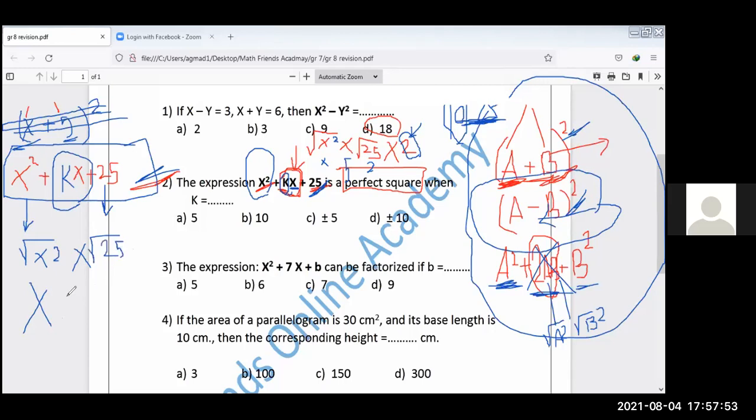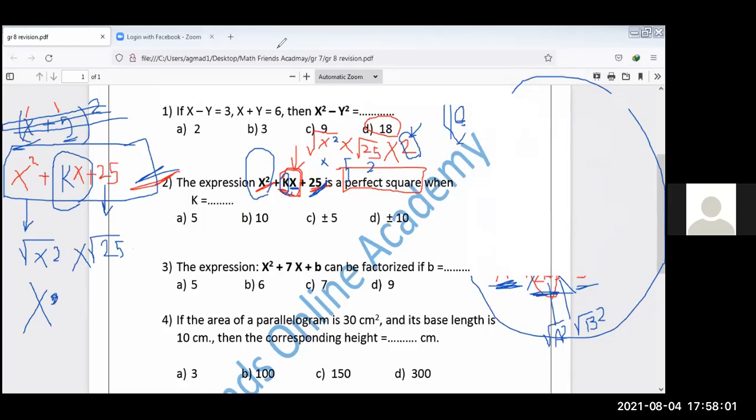Teacher, why did you eliminate the kx? This, all of it, is called the middle term. I have already x. Now I need to bring the k. Okay, all of it gives me the middle term, times 2 in my rule.